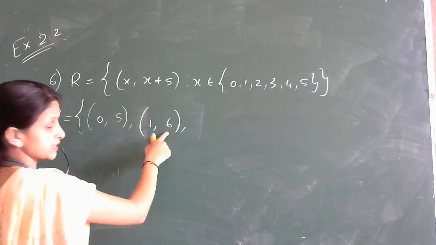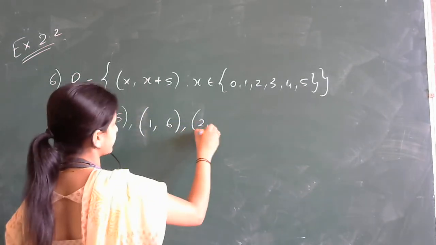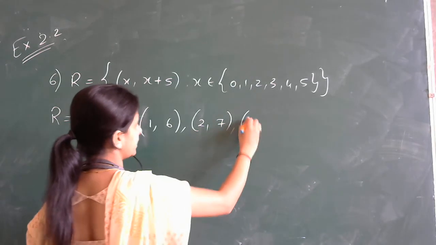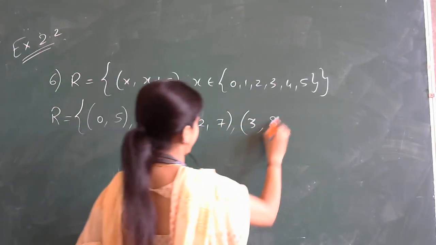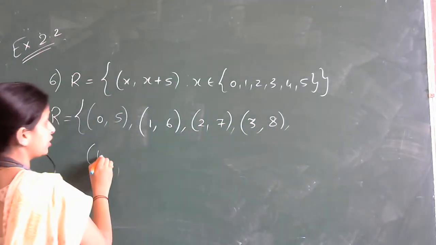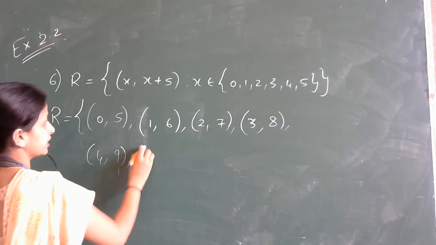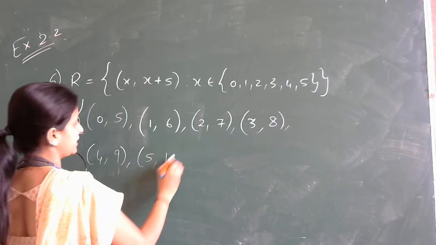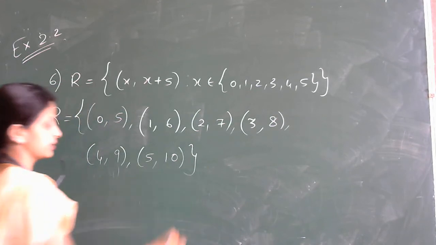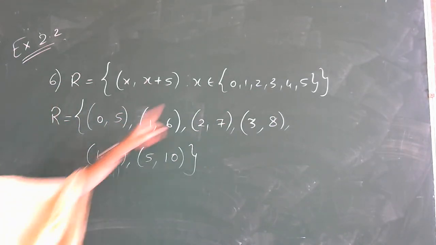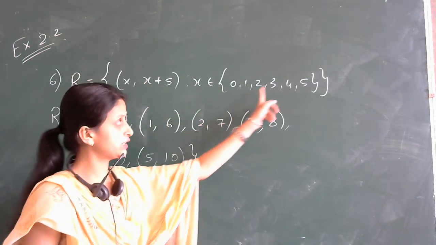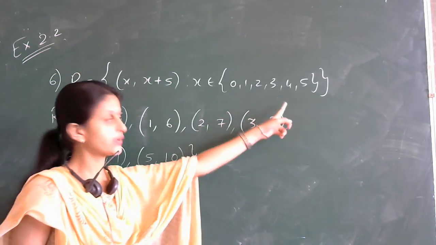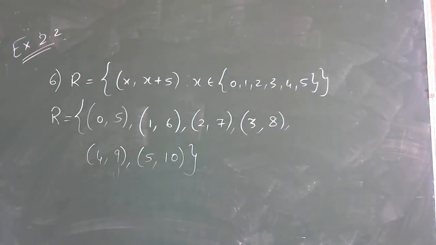1 plus 5 is 6. If you take 2, it will be 7. If you take 3, then it will be 8. If you take 4, then it will be 9. If you take 5, then it will be 10. Only this much, because my domain consists of only these elements. Only these values you can take.